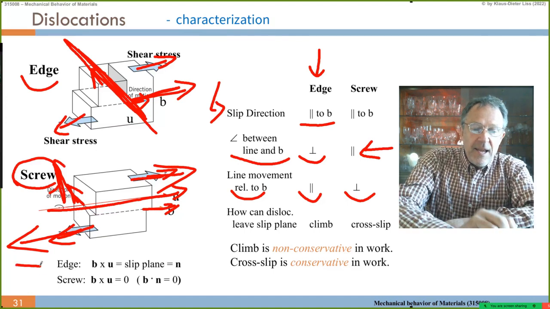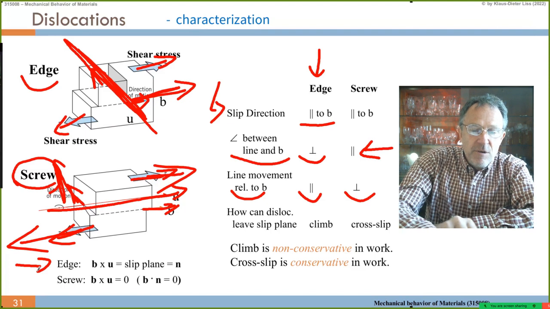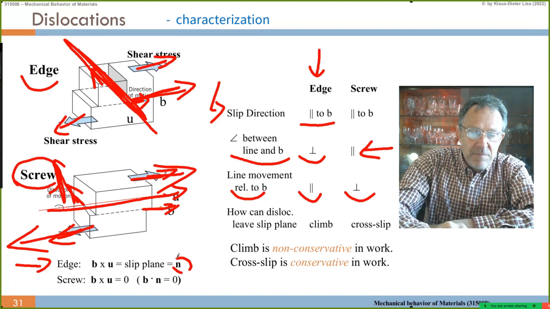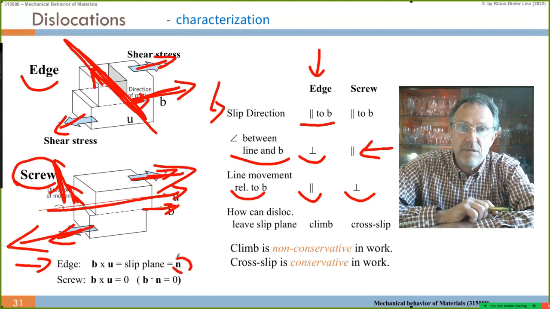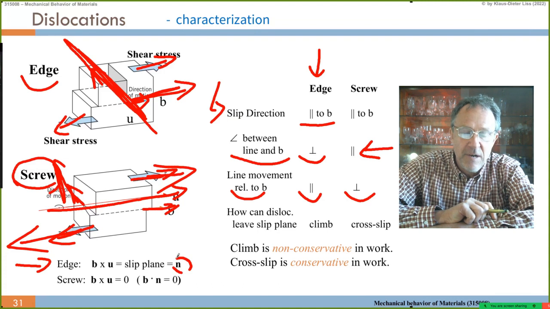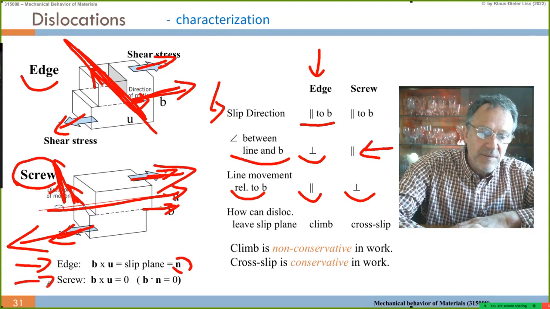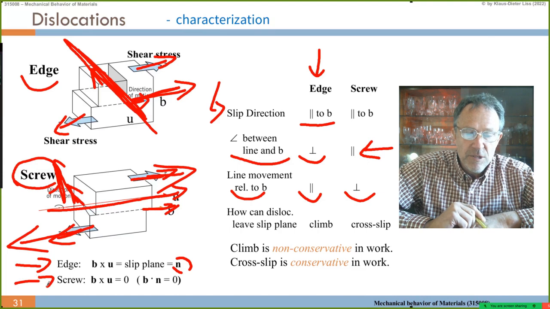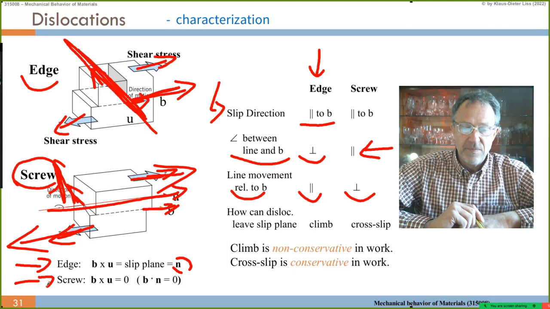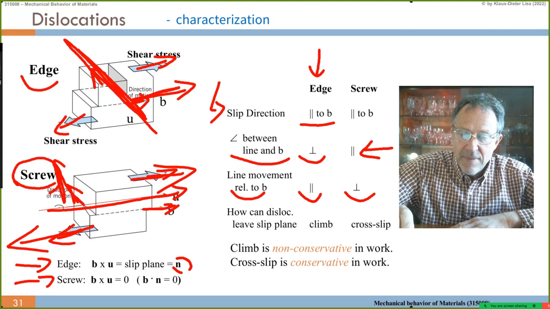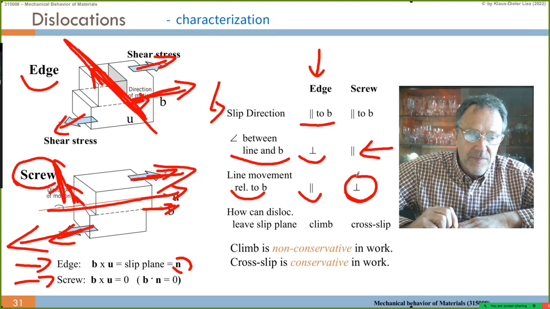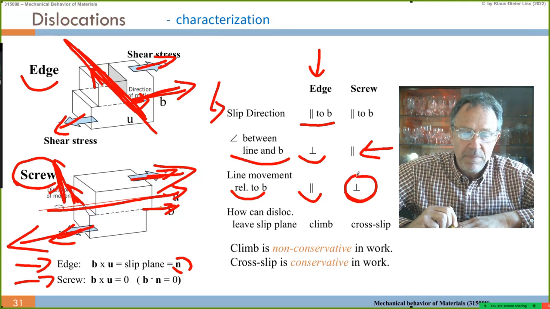Also in the edge, B cross u is the slip plane, which we call n, the normal vector to the slip plane, a reciprocal lattice vector. And in the screw dislocation case, B cross u equals 0 and B dot n equals 0. So B is perpendicular to the slip plane as well.